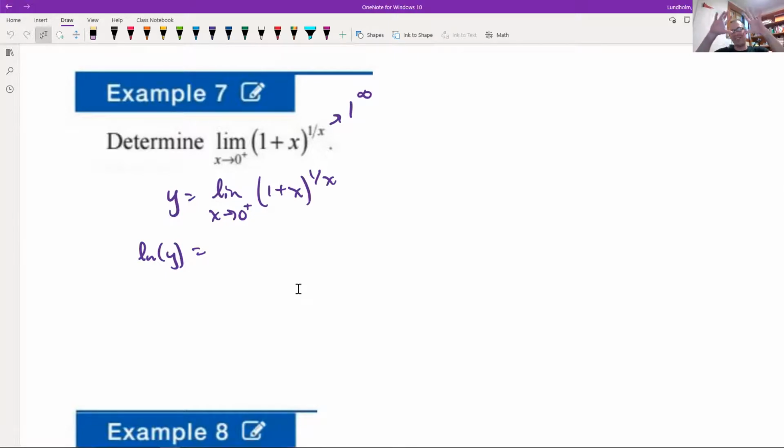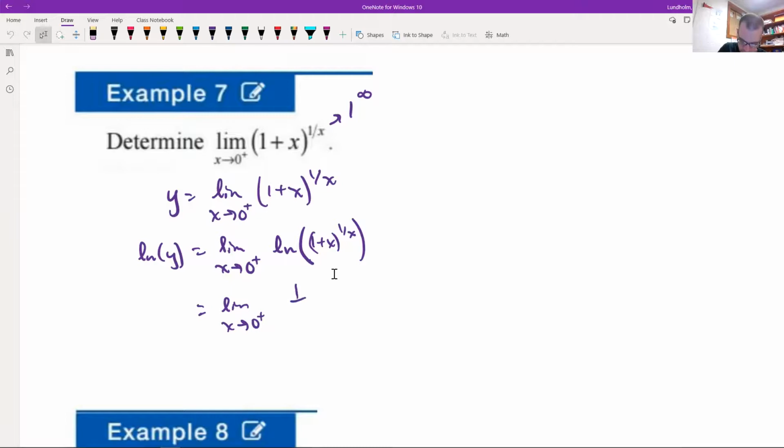But due to that composition theorem that we looked at when we were looking at limits, I can bring that natural log on the inside. So I'm going to write it like this, where we've got the natural log of 1 plus x to the 1 over x. And now that this exponent is on the inside of a natural log, we're going to be able to rewrite this as a product where we've got 1 over x times the natural log of 1 plus x.